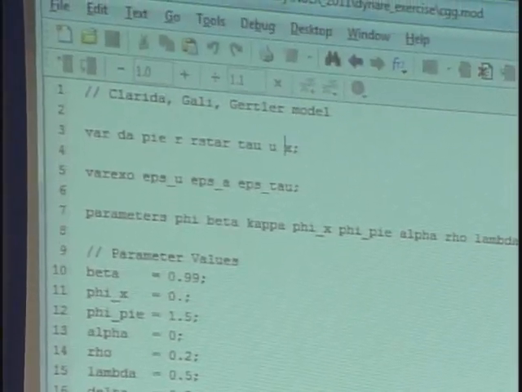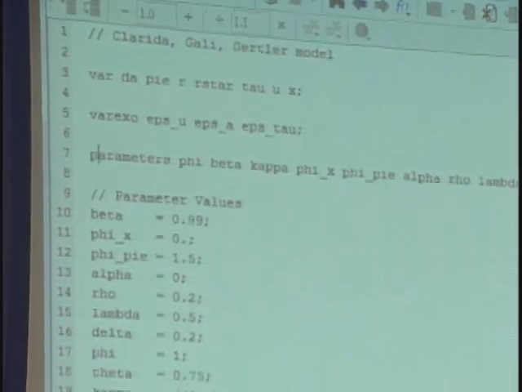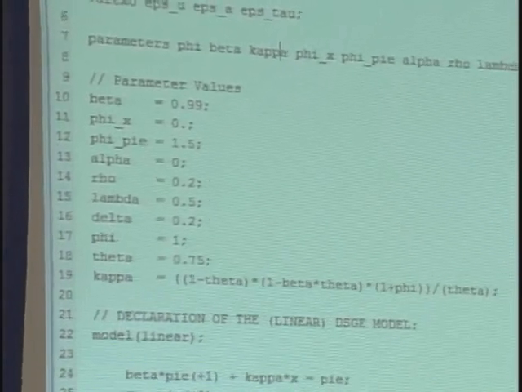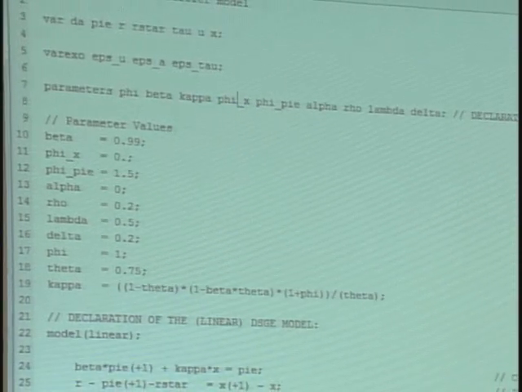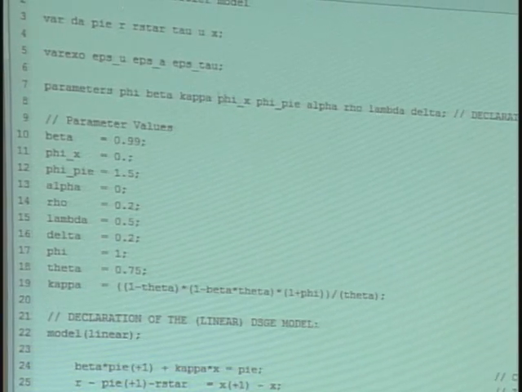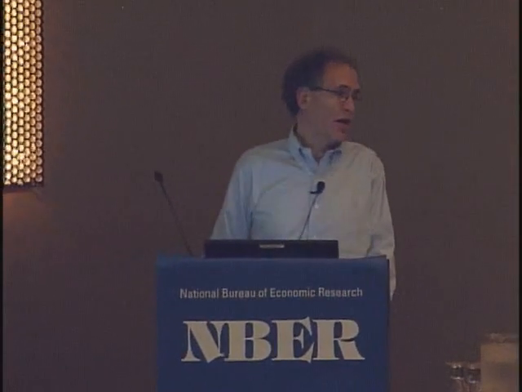In here. Now, then here are the parameters. Parameters are constants. Phi, beta, kappa. This is the coefficient on X in the policy rule. This is the slope of this. This is all the same notation that I had in the handout. Phi pi is the weight on inflation. Alpha is the smoothing parameter in the policy rule. Rho is the autoregressive parameter of the technology growth rate. And lambda is the coefficient on back pain, and delta is the autoregressive coefficient on the monetary policy shock. These are all parameters.